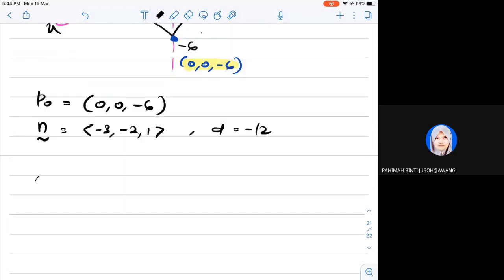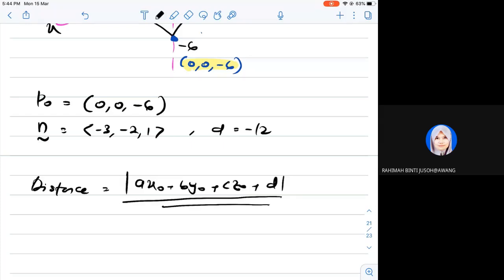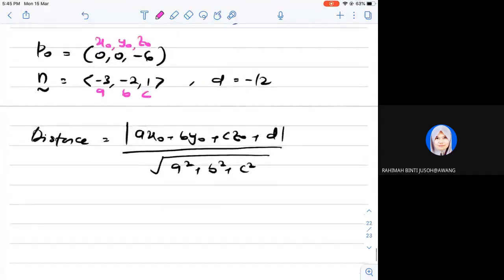So just substitute into the formula of distance. Just as simple as that. AX0 plus BY0 plus CZ0 plus D over square root of A squared plus B squared plus C squared. Macam tu. So yang ni apa? Ini X0, Y0 dengan Z0. Yang ni you punya A, B, C. Yang ni you punya D. So ganti di dalam formula je guys.